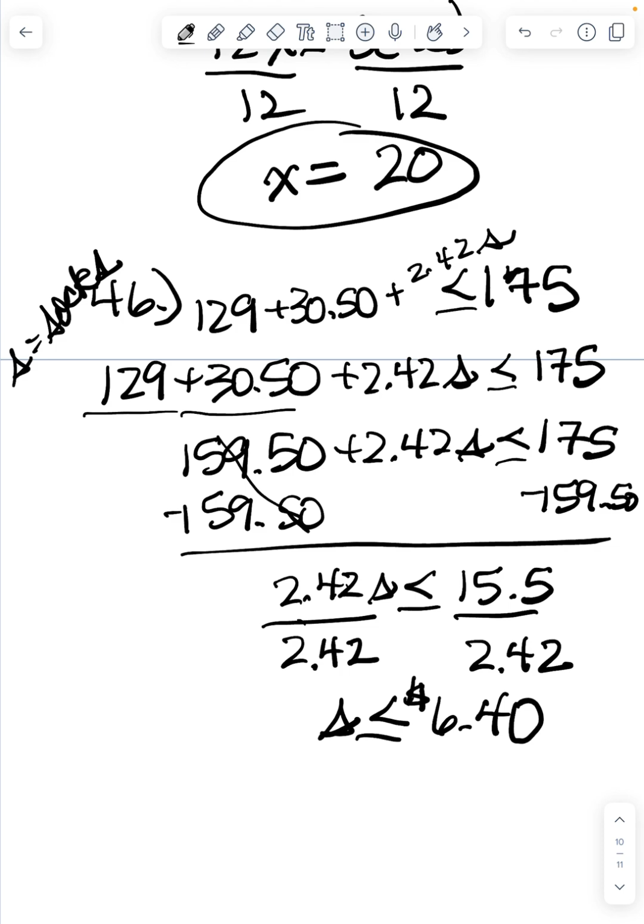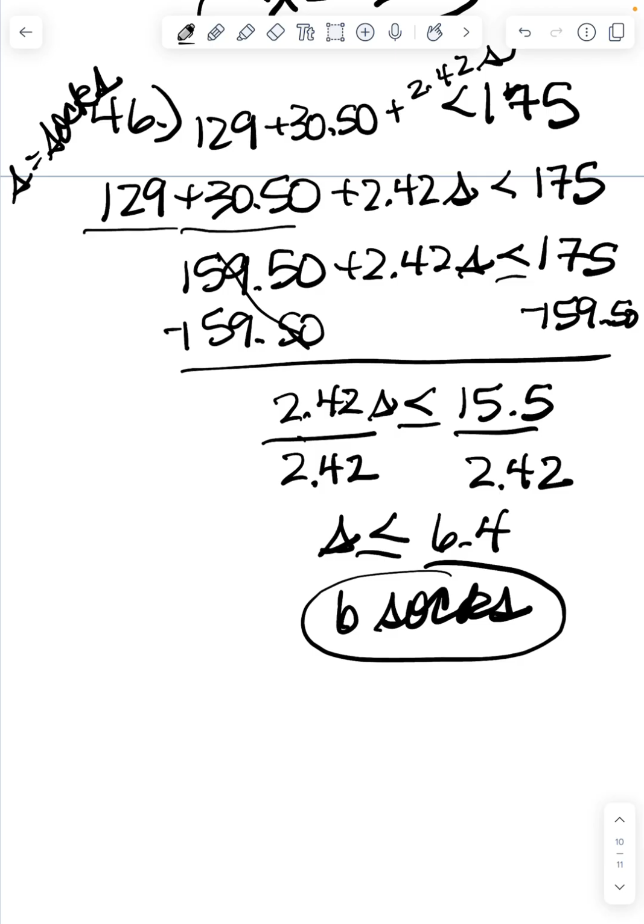I don't think I answered that right. Let me go back and ask. How many pairs of socks was the question? Okay, so we're not doing dollars here. Let me just get rid of all that part. So 6.4 socks, that doesn't make any sense. So it's going to be 6 pairs of socks.